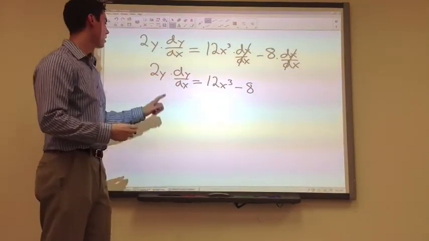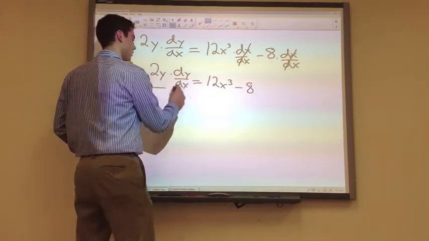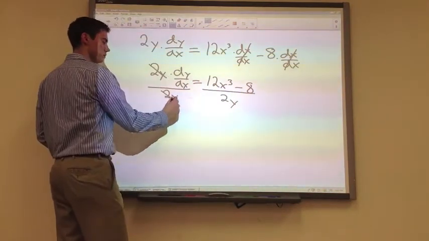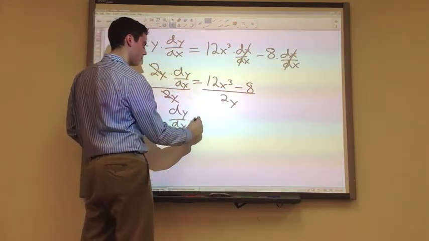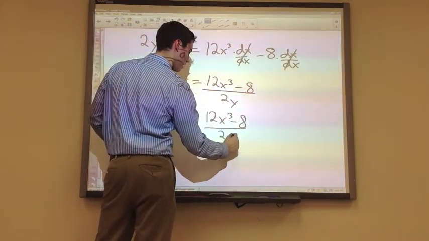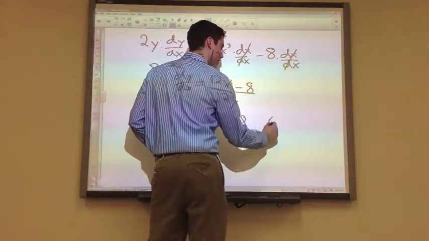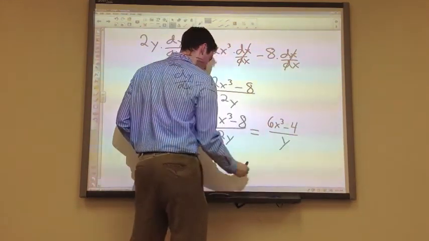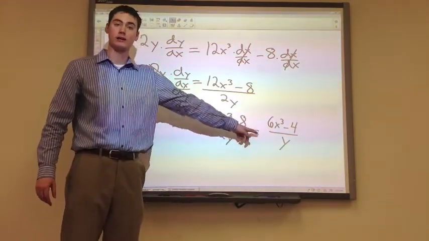Yep, all that's good. I want to now isolate dy/dx because that's what I'm solving for. This is the derivative. So I divide both sides by 2y. 2y over 2y is 1. So I end up with dy/dx is equal to 12x cubed minus 8 all over 2y, which we can improve because 2 is a common factor, and so we end up with 6x cubed minus 4 all over y.